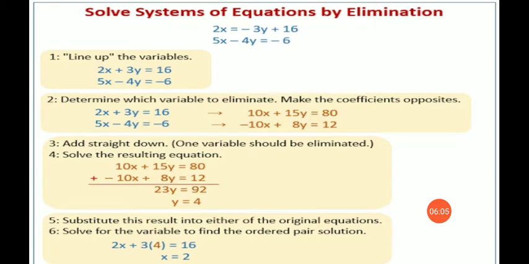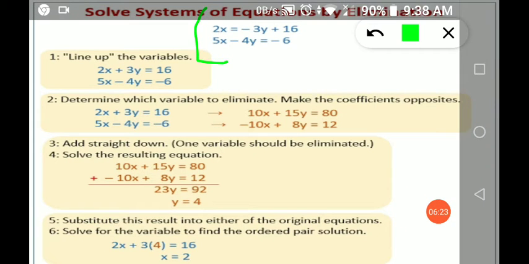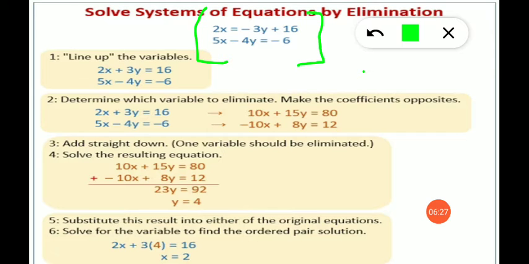Now moving to the next example. In the previous example, you have seen that the coefficients of the x variable were already the same, and hence it was simple for us to eliminate the x variable. But sometimes it happens that the coefficients are not the same. Like in this example, 2x is equal to minus 3y plus 16, and the second equation is 5x minus 4y is equal to minus 6. The coefficients are not the same.